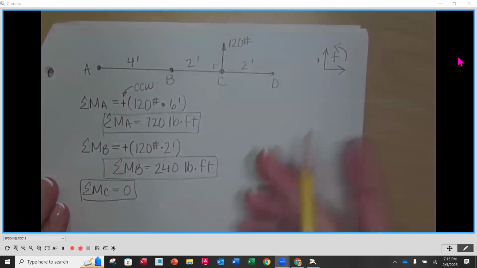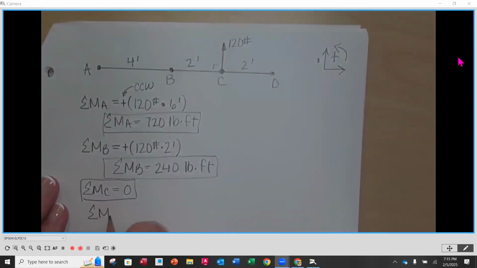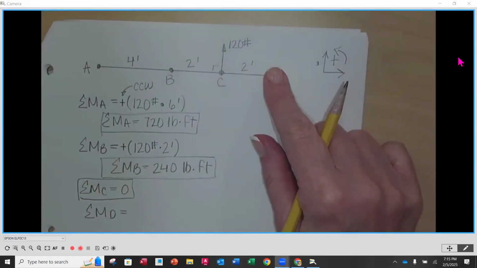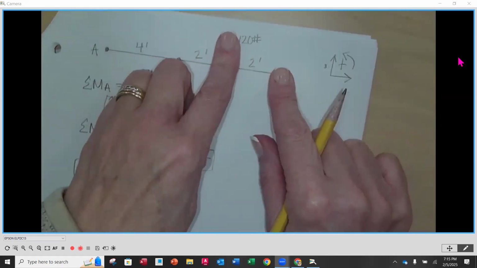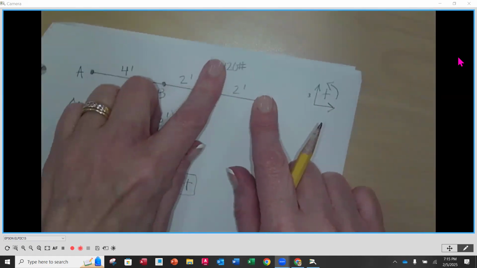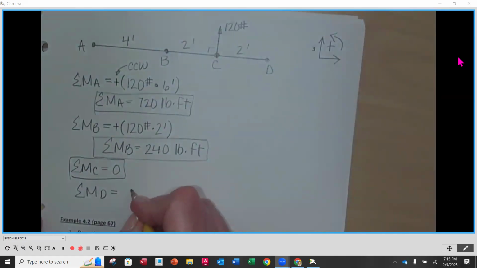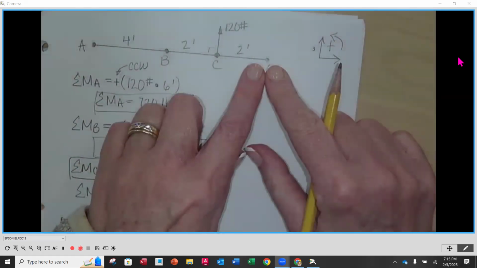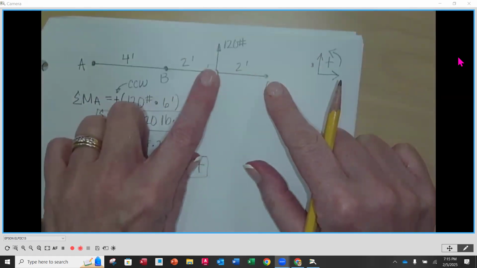And then lastly at point D. We're going to sum our moments about point D equal to. Put our finger on D and we're going to rotate that force. Does it cause a rotation? Yeah, it does. So there is a moment. So I'm going to put my parentheses. My force is 120 pounds. What's my perpendicular distance from D?